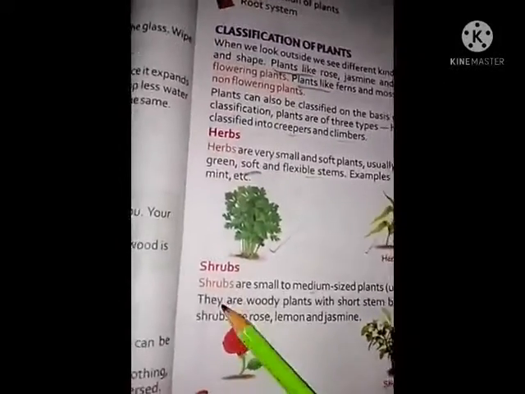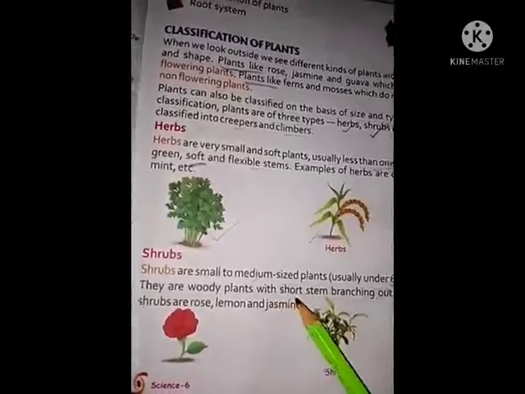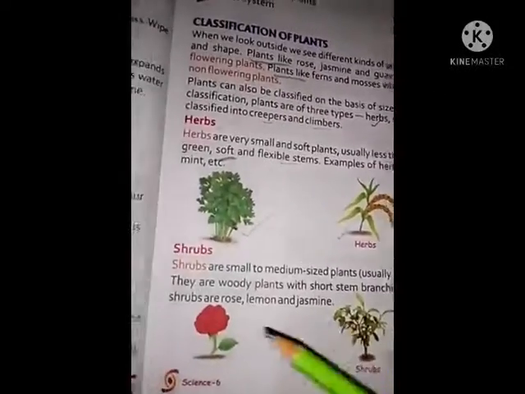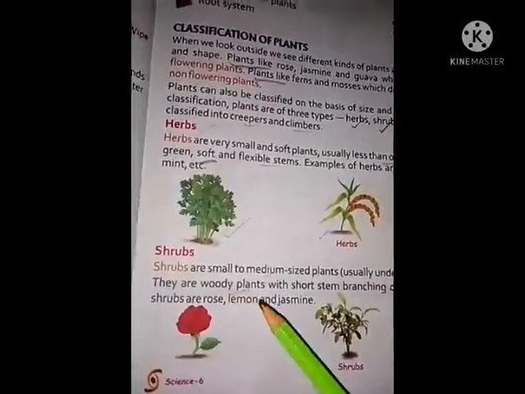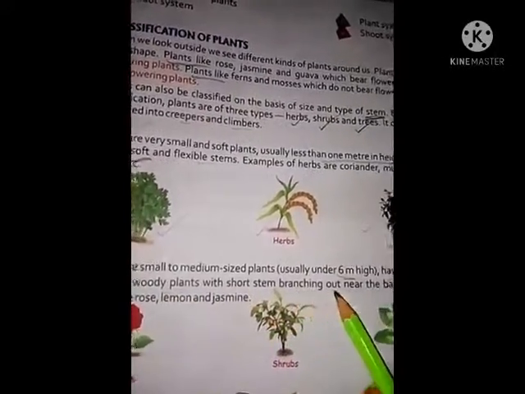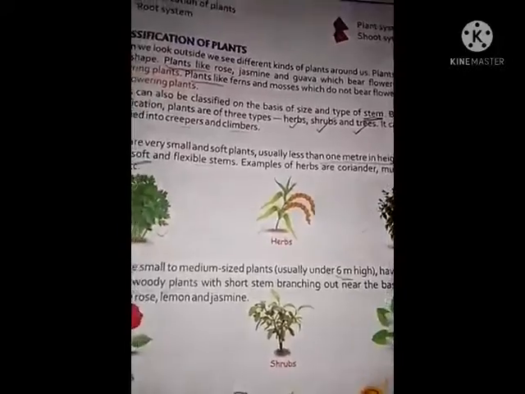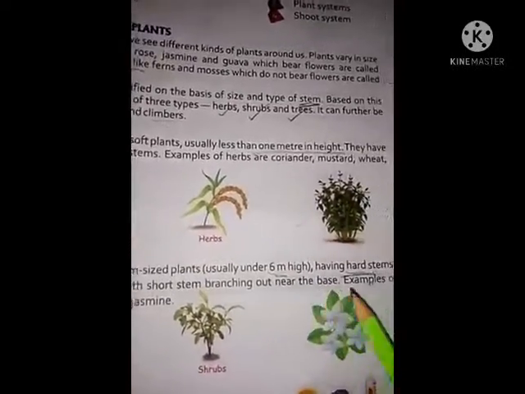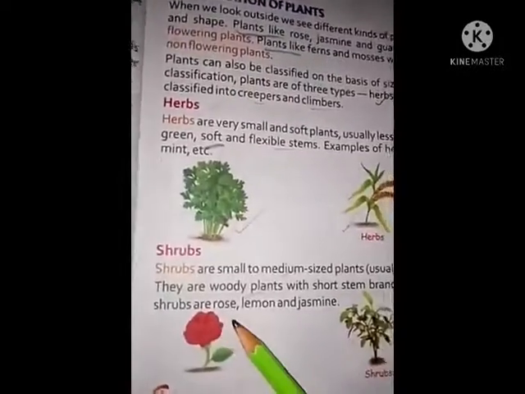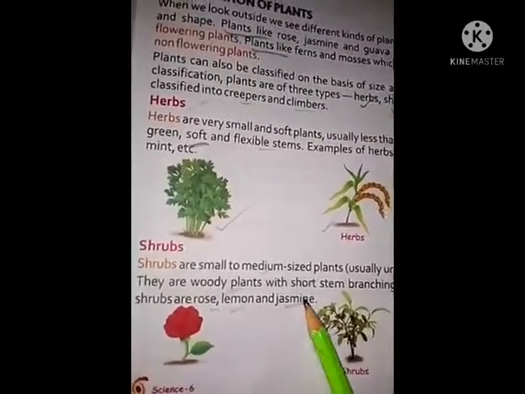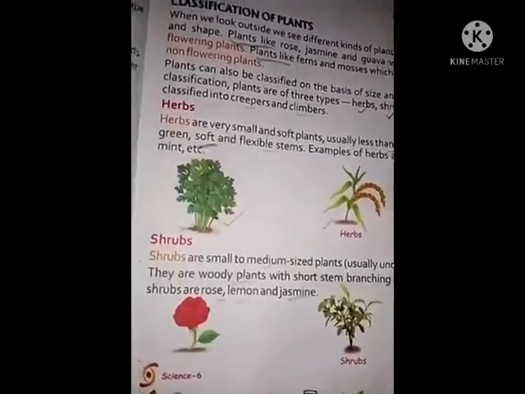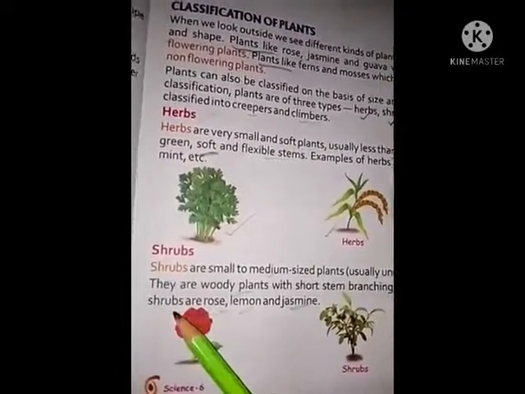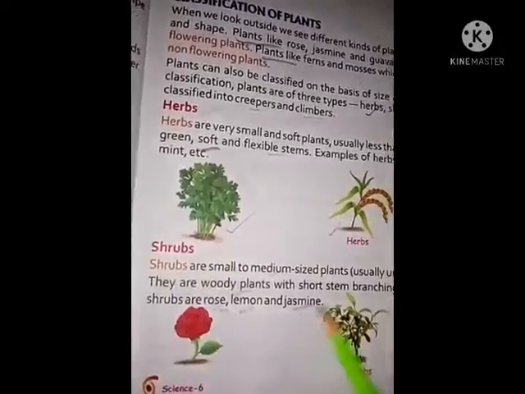They are woody plants with short stems branching out near the base. Stems come out near the base. Examples of shrubs are rose, lemon, jasmine. So these are very common plants. Okay.